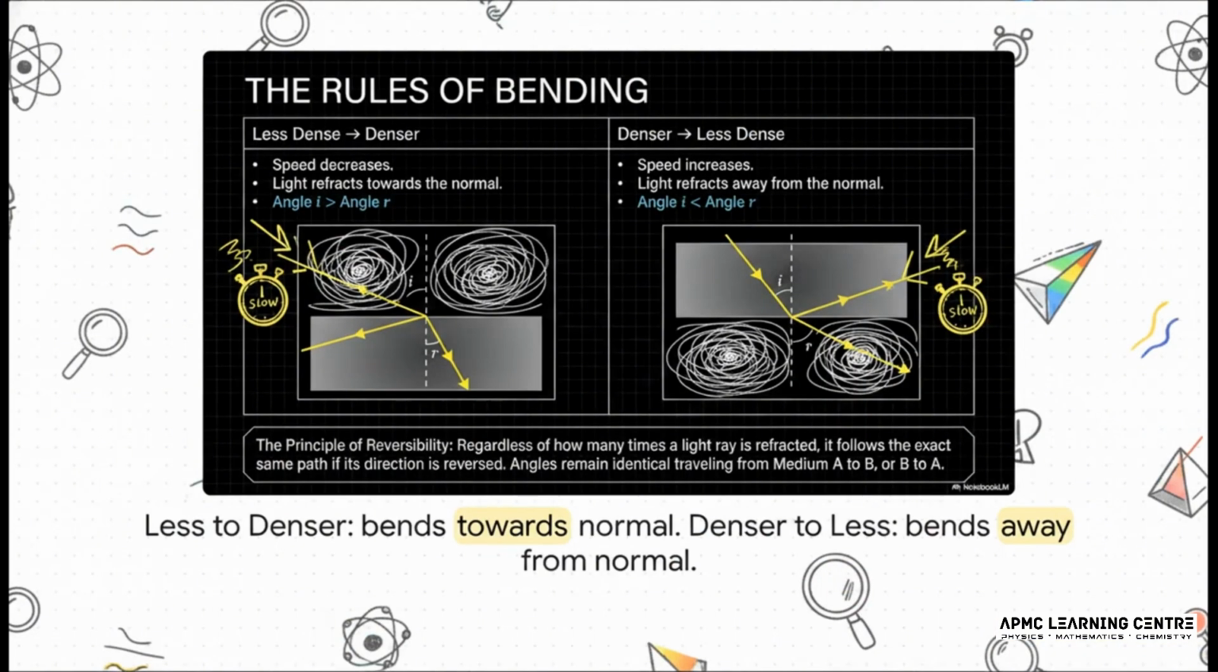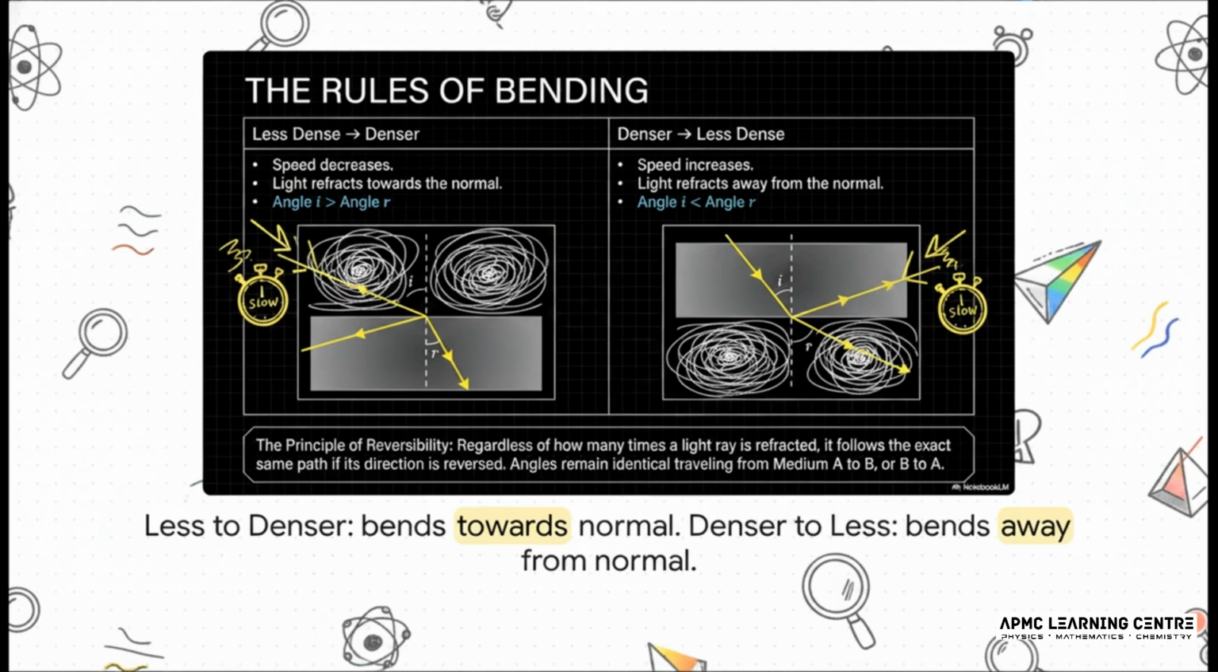Okay, check this out. This diagram breaks down the two big rules of the bend. First thing you see is that dotted line. We call that the normal. It's just an imaginary line drawn at a perfect 90-degree angle to the surface. So here's rule number one. When light enters a denser medium, it slows down and bends towards the normal. And rule two is just the opposite. When light leaves a denser medium and goes into a less dense one, it speeds up and bends away from the normal.